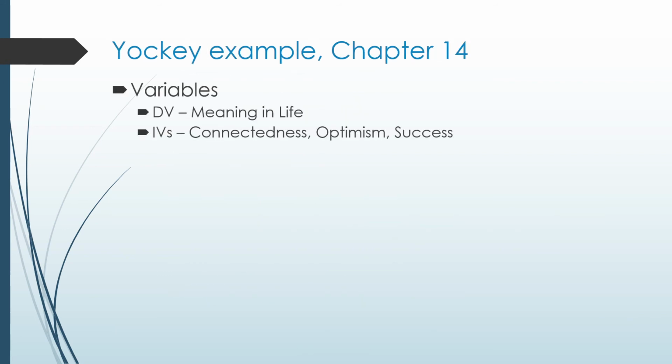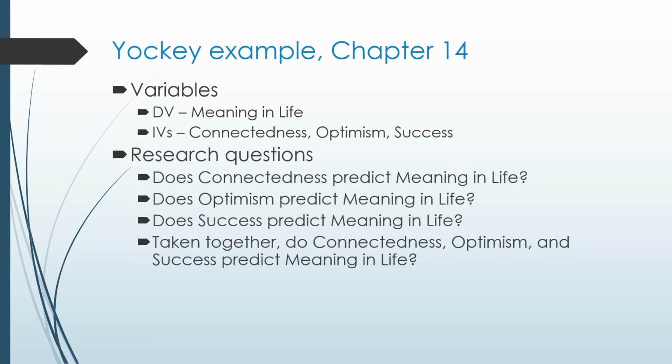So let's take a look at the Yaki example for chapter 14 before actually working through it. He has four variables actually. The dependent variable is something called meaning in life, and so that's some measure of whether you have meaning to your life. Then there's 3 independent variables. One is about connectedness to other people. The second one is about optimism. The third one is about academic success. So we've got 3 independent variables and 1 dependent variable.